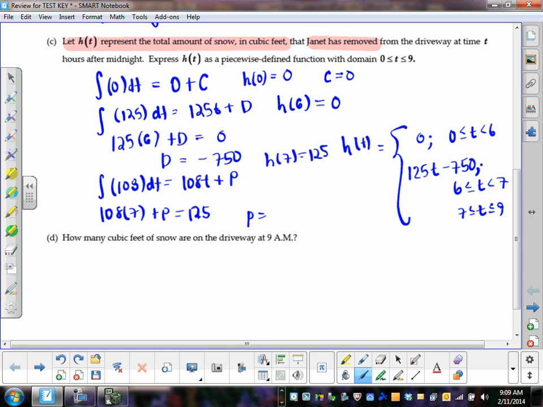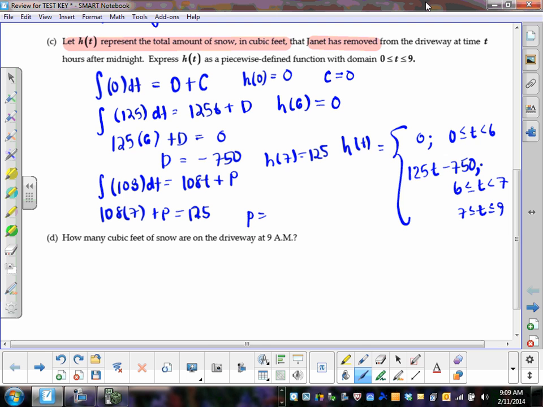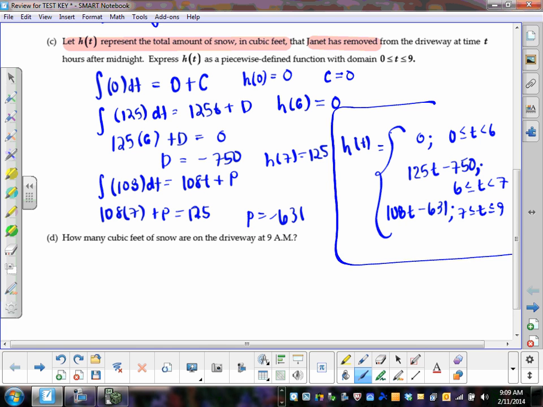Then we get p has to equal 125 minus 108 times 7. So negative 631. So the last part of this is 108t, a little space, minus 631 from time 7 to time 9. So the piecewise equation is h of t.